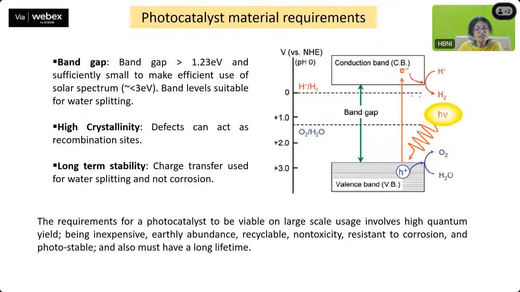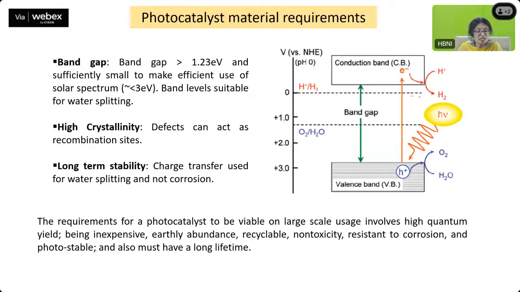Then you need high crystallinity of the photocatalytic material because defects act as recombination sites. If the electrons and holes which are generated are recombining, then obviously less is available for production of oxygen or production of hydrogen. So obviously you have to see that defects are as minimal as possible. So high crystallinity is very important.